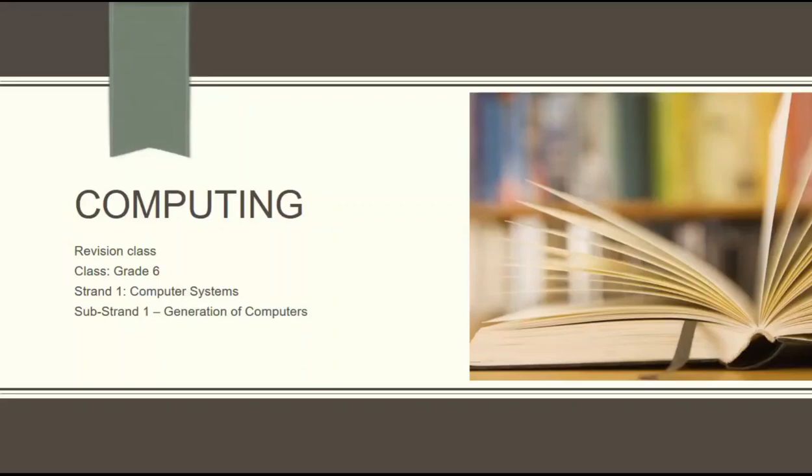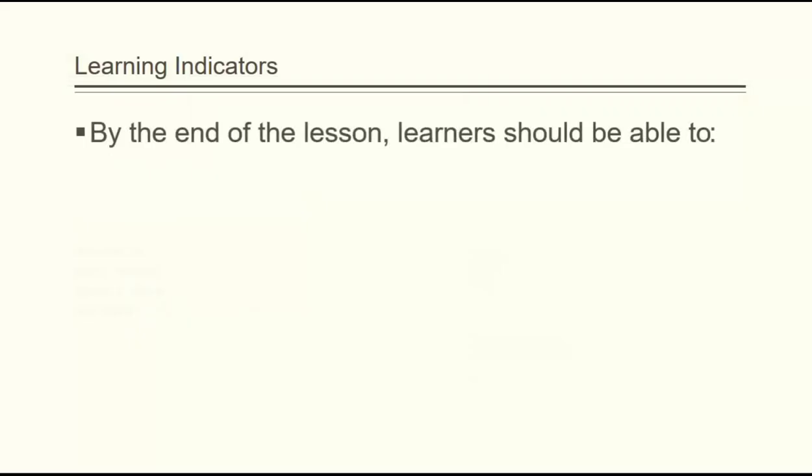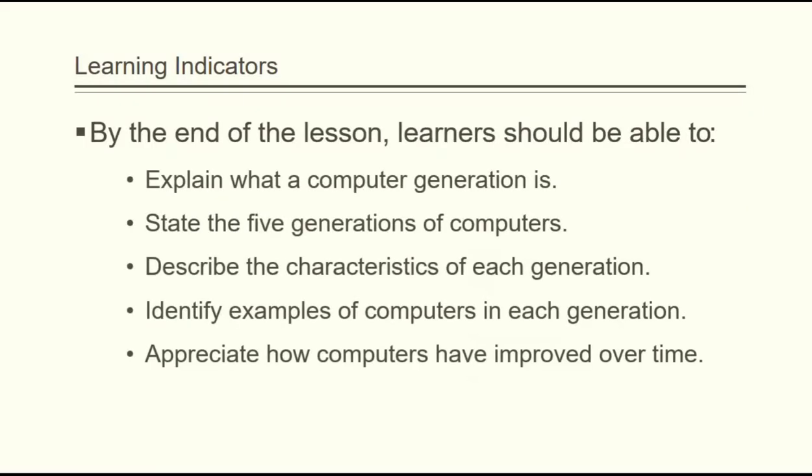Now today we are looking at computer systems, specifically generation of computers. By the end of this lesson, you should be able to explain what a computer generation is. You should be able to state the 5 generations of computers. You should be able to describe the characteristics of each generation. Identify examples of computers in each generation, as well as appreciate how computers have improved over time.